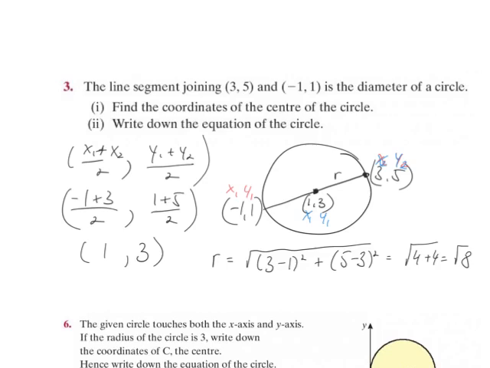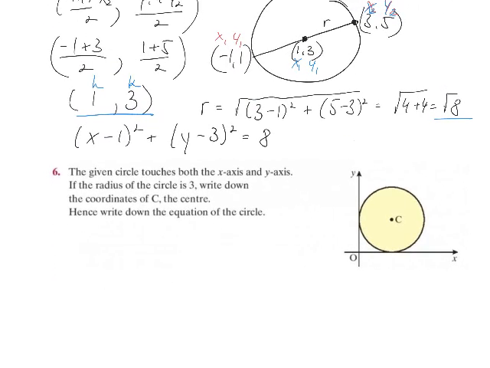So this is my center, and this is my radius, so I can now build the equation of the circle. So remember that is h and k. So it is x minus 1 all squared plus y minus 3 all squared, and then we square the radius, so root 8 squared is just 8.